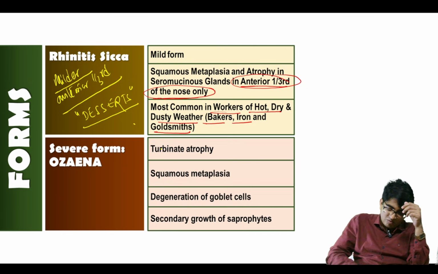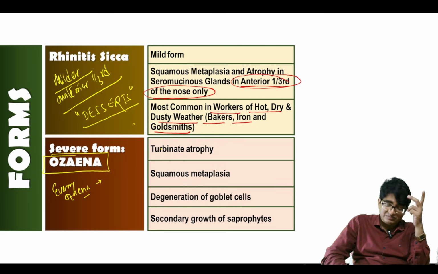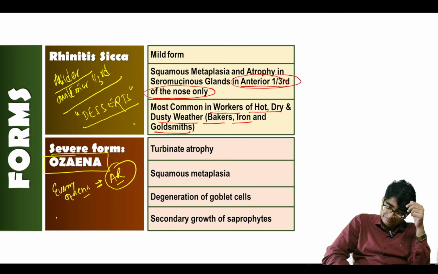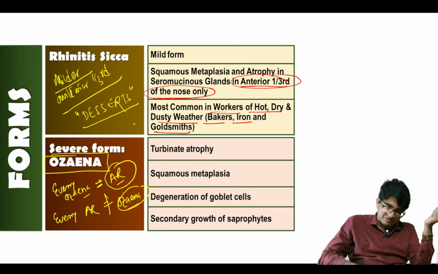Coming to the point of ozena. So what is ozena? It is the severe form. You have to remember that every ozena is atrophic rhinitis, but every atrophic rhinitis is not ozena, correct? Because ozena is the severe form of atrophic rhinitis.